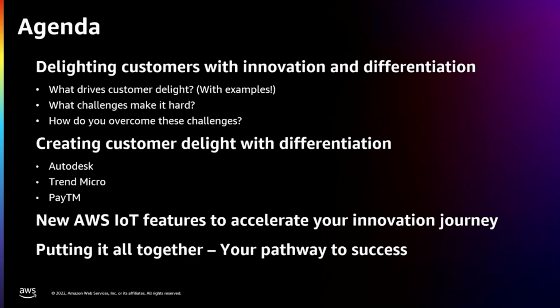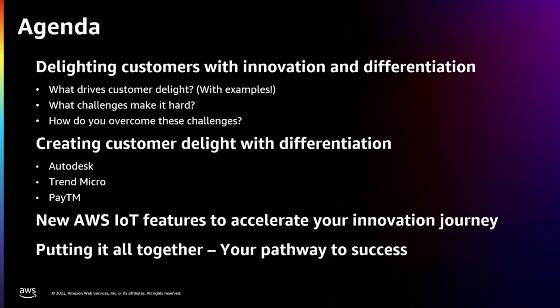The way we're going to walk through today is we'll start with the why, the what, and the how. Like, why does customer delight matter? Why does innovation matter? What does it mean to differentiate? Let's talk about some examples. We'll talk about what the challenges are, what makes it hard, and then we'll talk a little bit about how you can actually overcome those challenges. We'll walk through some examples.